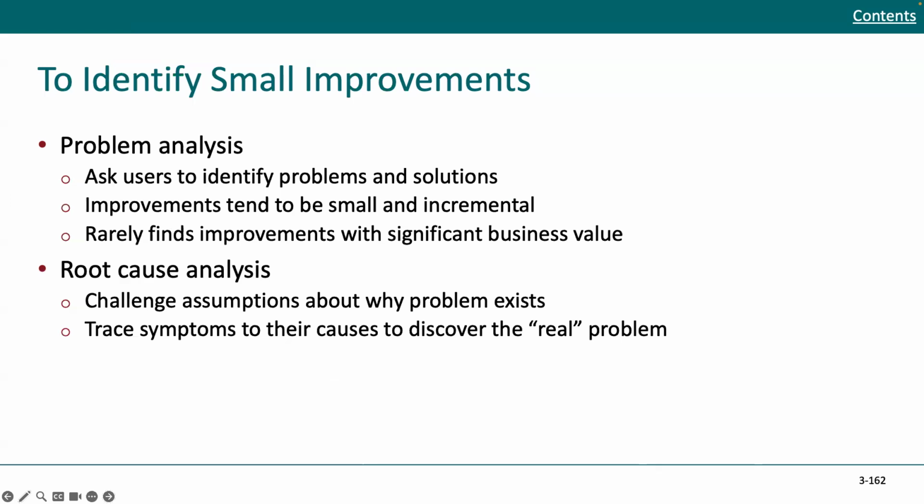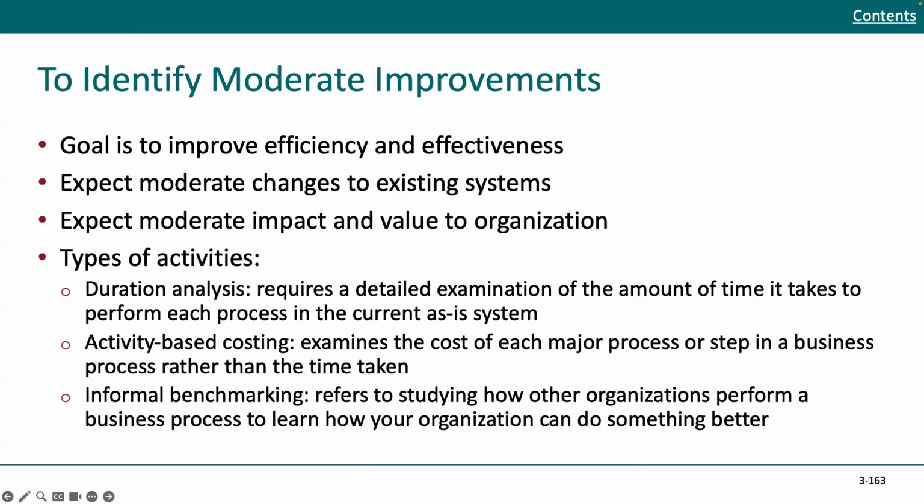For root cause analysis, you want to challenge assumptions about why problems exist, and so think out of the box. You want to trace symptoms to their cause and discover the "real problem." Those would be things you want to be thinking about. If you want to be identifying moderate improvements, the goal is to improve efficiency and effectiveness. You want to expect moderate changes to the existing system. You want to expect moderate impacts and value to the organization.